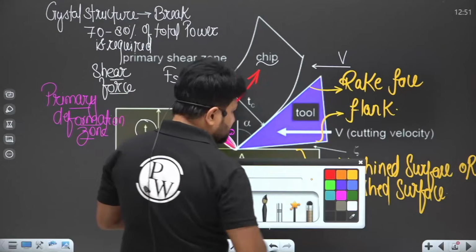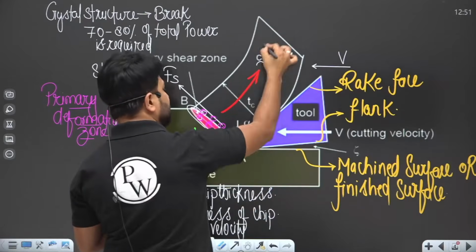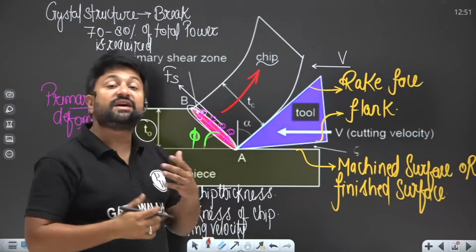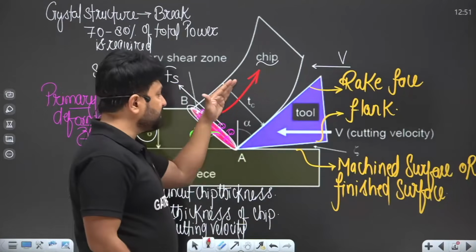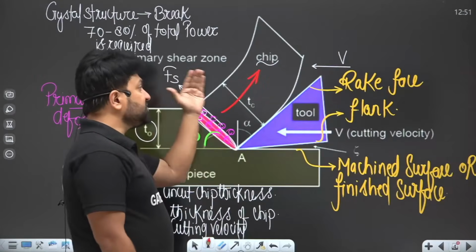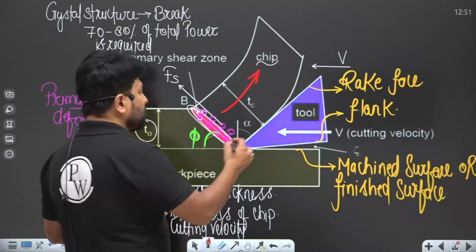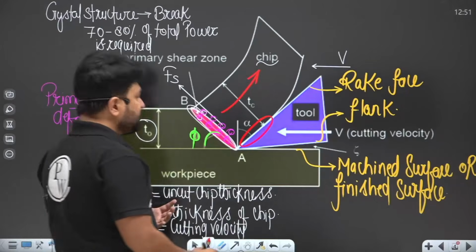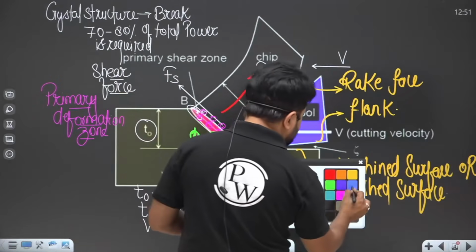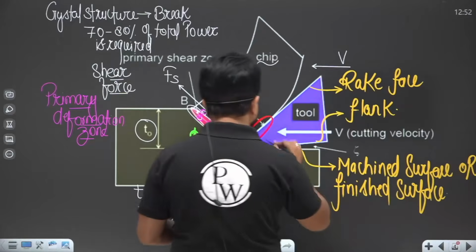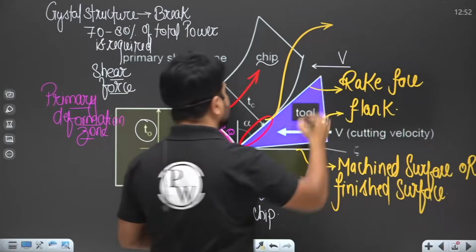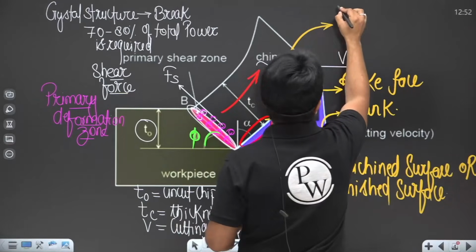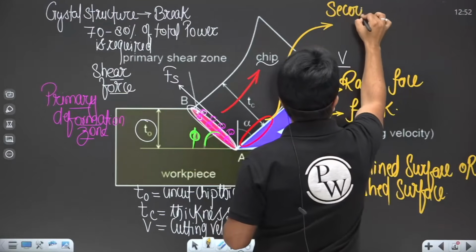Now the question is here, the chip is moving in the upward direction along the rake face. There will be a rubbing action between the chip and the rake face of the tool. And because of rubbing, what happens? A lot of heat is going to be generated. I am talking about the secondary deformation zone.